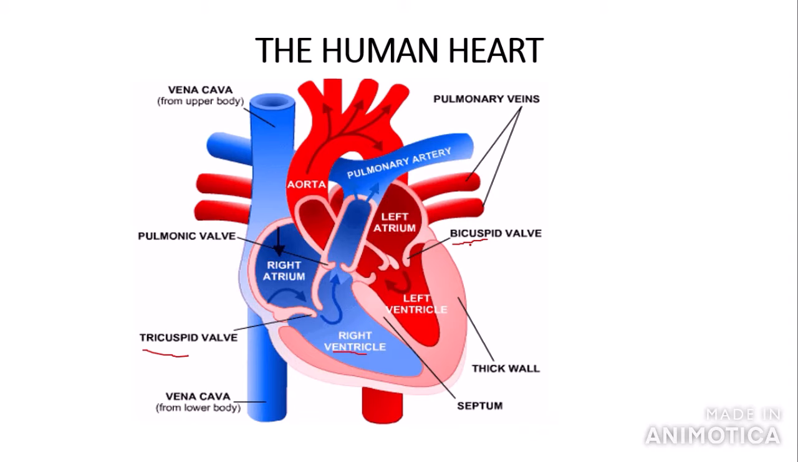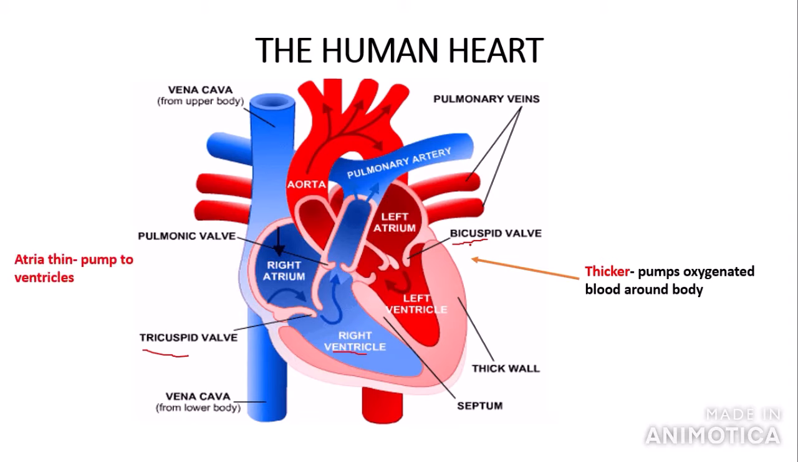Now, some key adaptations here is that the walls of the left ventricle are much thicker than the right ventricle. This is because the oxygenated blood from the left ventricle has to be pumped around the whole body, so a higher muscle power is required because a higher pressure is required as the blood is being pumped around the whole body instead of just to the lungs.